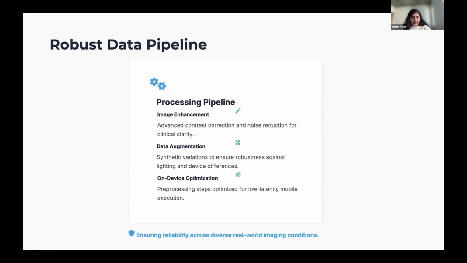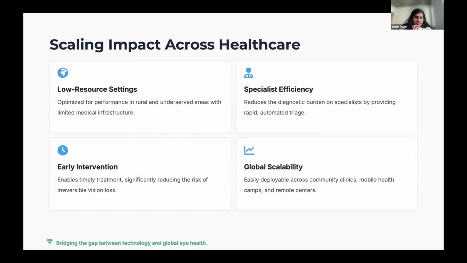We first apply basic image pre-processing steps like improving the contrast and reducing noise, to make the images more consistent and clinically useful at the end of the day. During training, we also incorporate data augmentation so the model learns changes in brightness or orientation. Overall, the pipeline is designed to be efficient and low latency so that it can support real-time screening workflows. The goal was to ensure that Peekaboo performs consistently outside controlled clinical environments as well. So moving on to the next slide.